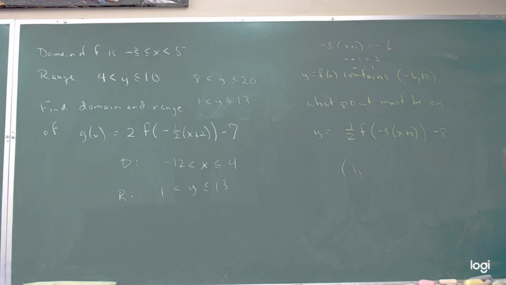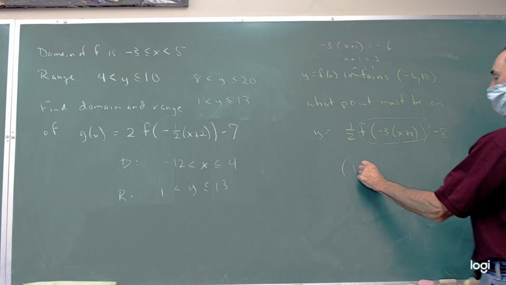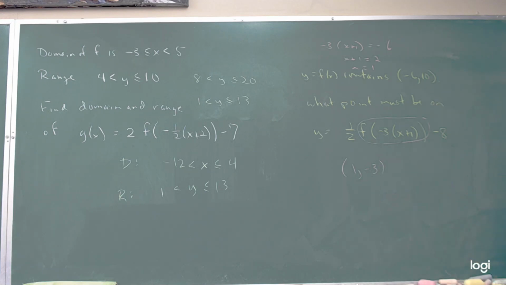Okay? And you can kind of recheck yourself. If you plug in 1 into this, 1 plus 1 is 2. 2 times negative 3 is negative 6. f of negative 6, that's the only value of f we know, is going to give us a 10. Now that 10 is going to come from all of this right here after we evaluate f of negative 6. We're going to take half of that 10, which gets us to 5, subtract 8, which is going to be negative 3. So that's our point that's going to be on that curve. Okay? Right?